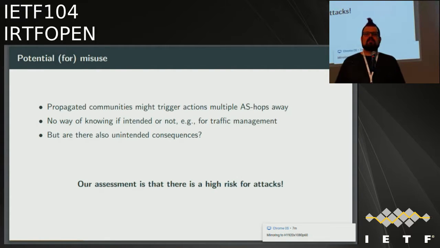The problem here is that this leads to some potential for misuse. As they are propagating through the internet and can trigger actions multiple hops away, and there is no way for an operator to find out if this is intended or not, this leads into a problem. You cannot say, well, this is traffic management and this is legitimate, or this is an attack. We asked ourselves if there are also unintended consequences in this combination of BGP communities being transitive, forwarded, and used for actually changing routing decisions. And our assessment in the end is, yes, there is a high risk for attacks, and we already see some attacks as well.